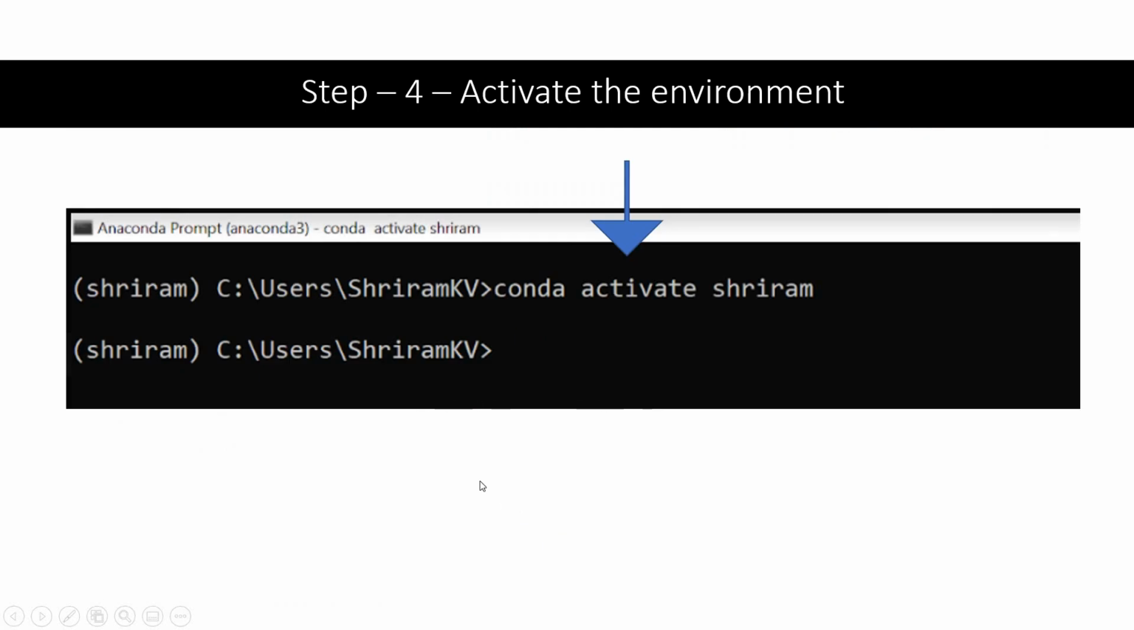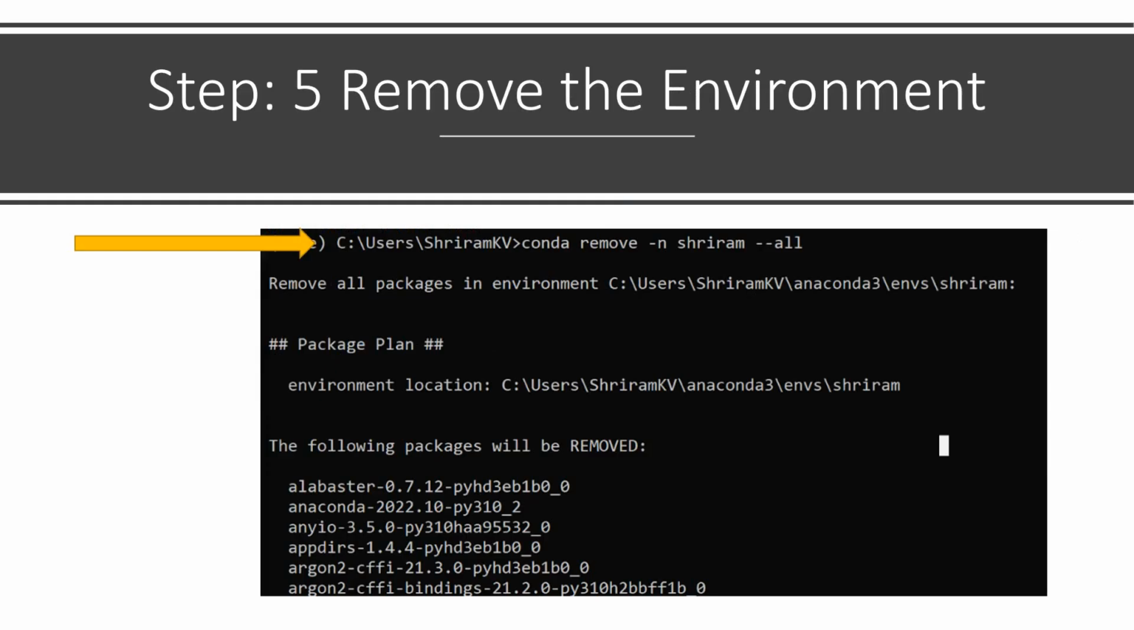Well, what is the next step? I need to activate it. How do we activate it? Conda activate Shriram. What is Shriram here? Shriram is nothing but the name of the environment that I created. Now, how do we remove the environment? You can deactivate the environment, and deactivate is very simple, conda deactivate. But to remove, conda remove -n Shriram --all. When you do that, it will ask you whether you should really remove it, and once you say yes, it will all be removed. That's it.